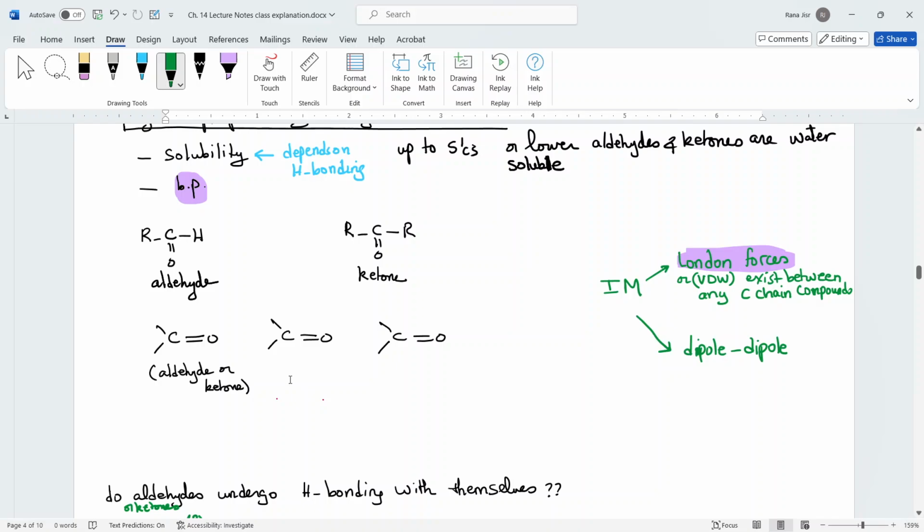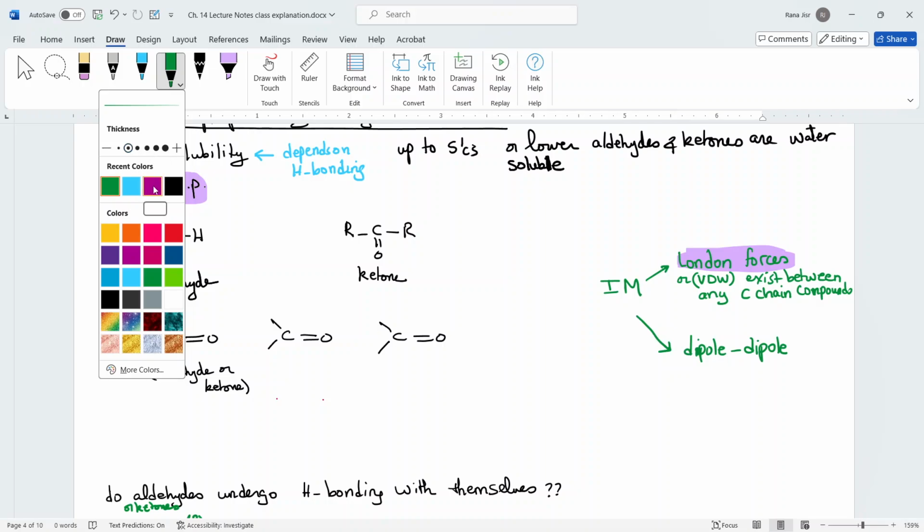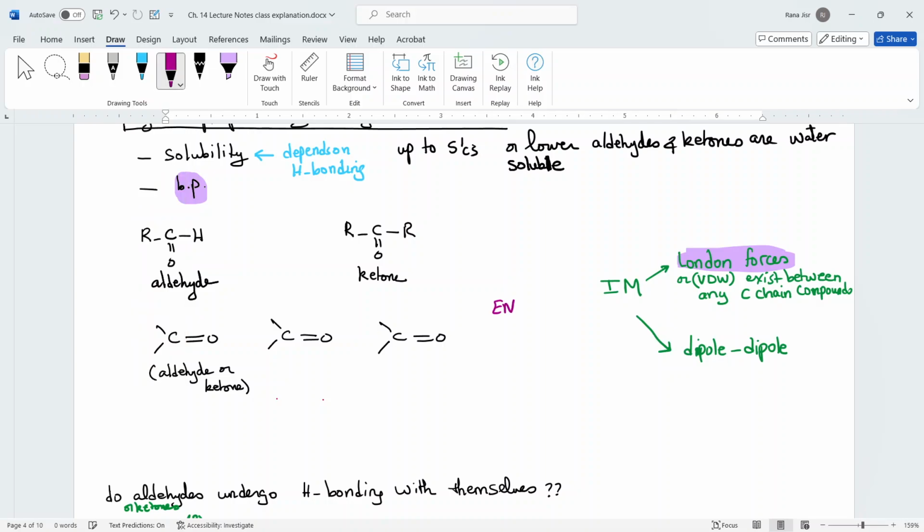What do I mean by dipole-dipole? Let's say I have a functional group that has a difference in electronegativity. This means I need an electronegative element in the functional group, like alcohols, aldehydes, ketones. All of those contain oxygen. Electronegativity increases from left to right in a period and from bottom to top in a group. So between the carbon and oxygen within the carbonyl, I would see a difference in electronegativity, where oxygen is more electronegative than carbon.